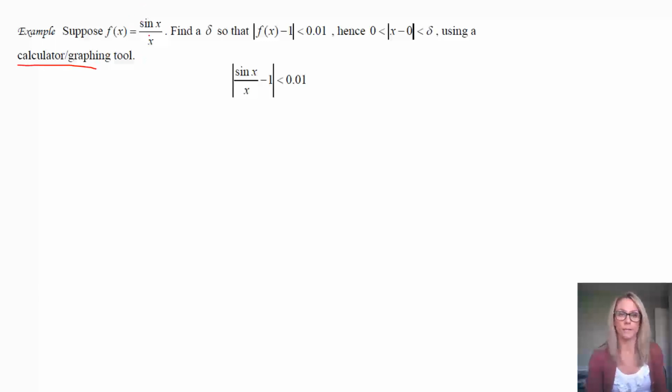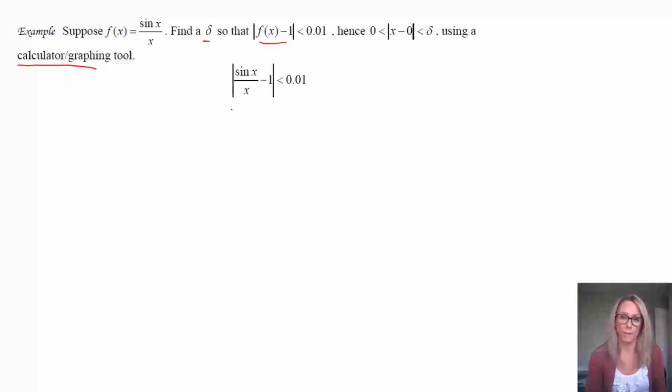So we have a function, sine of x over x, and we want to find a delta so that the limit, as we're approaching, so the limit is 1, so we want to basically show that as the function approaches 1 in the y direction, when that is really small, then we're also very close in the x direction to 0, to x being 0.